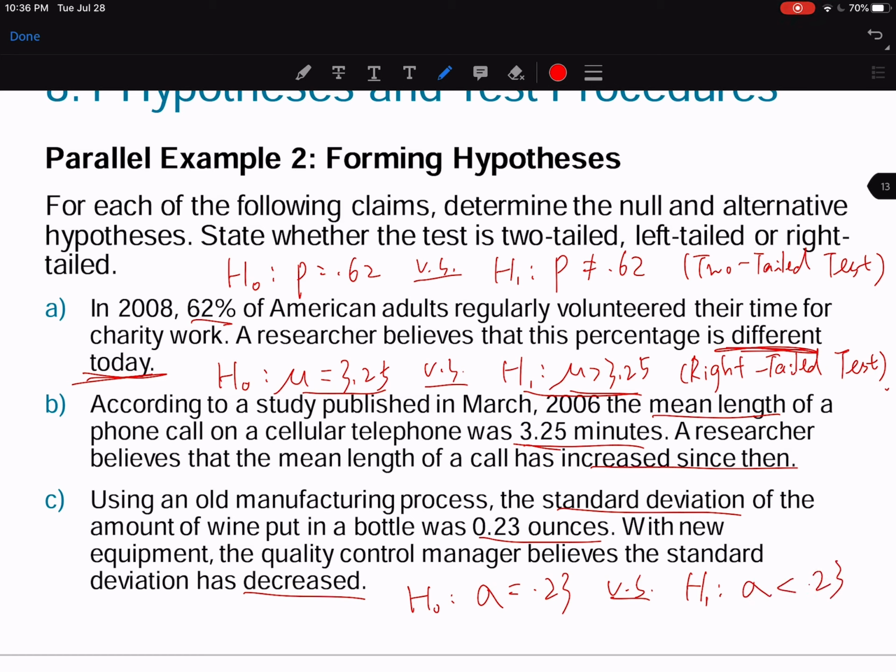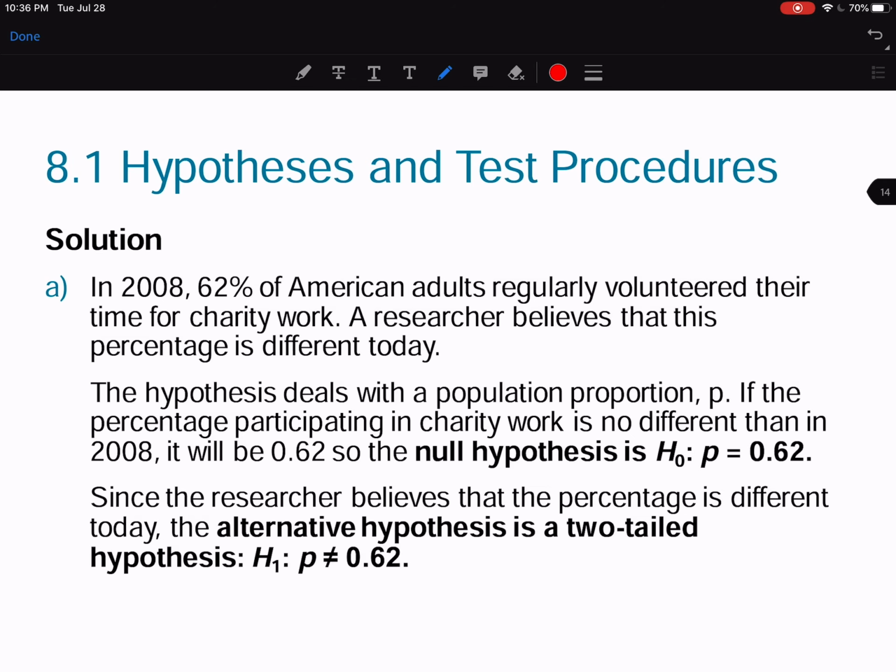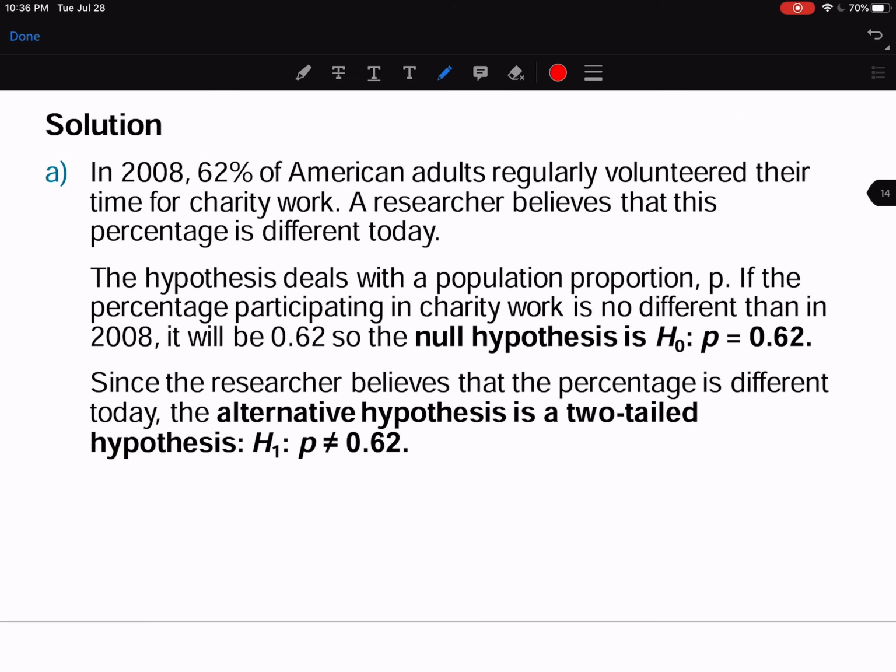And of course, this is a left-tailed test. Okay, I think this is quite straightforward, and I hope it makes sense to you as well. So the solution given here, let's just read it over quickly, is pretty much exactly the same thing as what we got above.